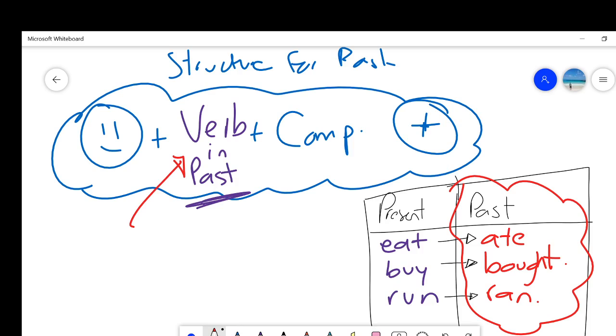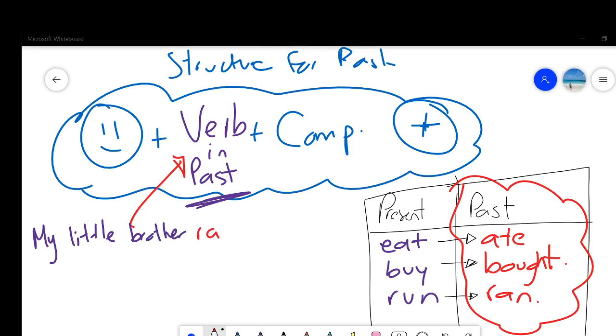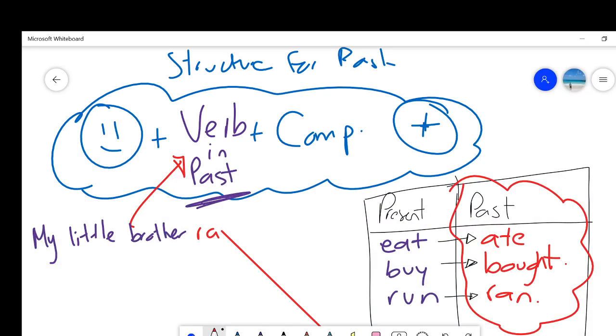Primero, a very simple example, we can say that my little brother, oh, let me just use another color. Sorry. Okay, let me tell you an example. So we can say that my little brother ran, my little brother ran 4 kilometers yesterday.